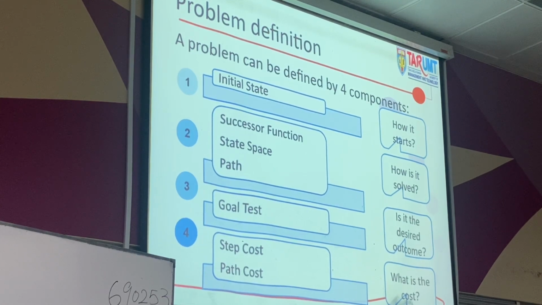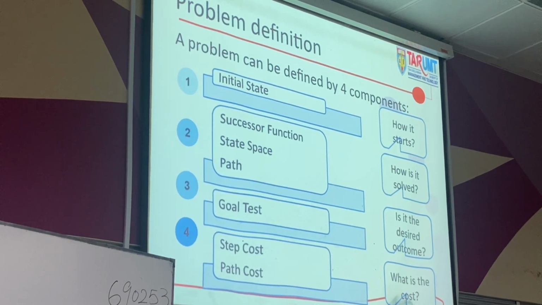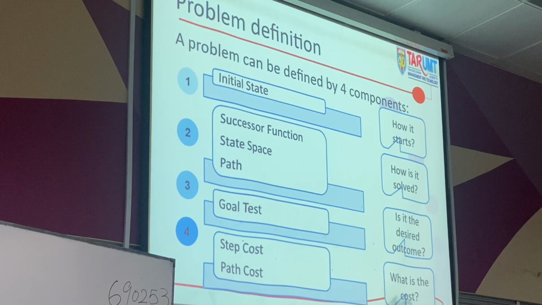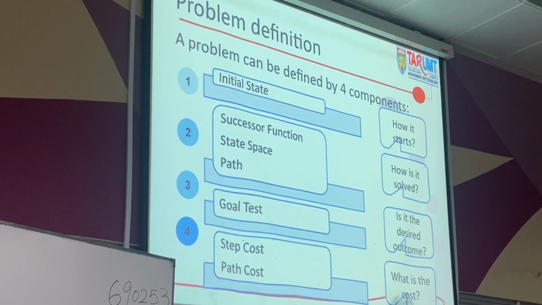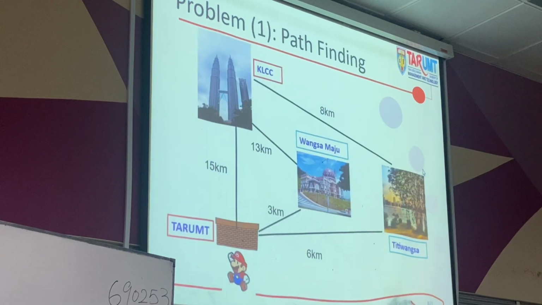Okay? And the last one is the path cost. The path cost is the total step cost along the path. For example, you expand here, expand here. So what is the path cost from this? You add the step cost from one state to another state. This is the path cost. Is that clear? Okay, not clear, doesn't matter. So let's move on to one of the examples.